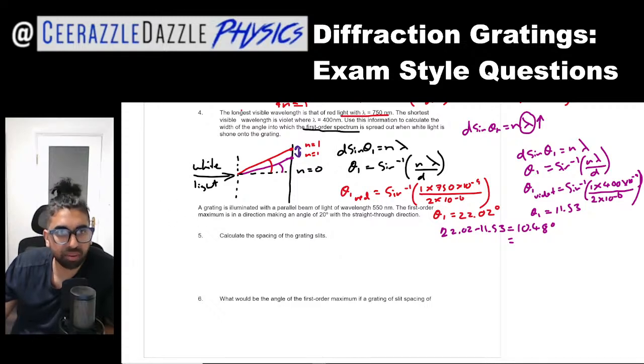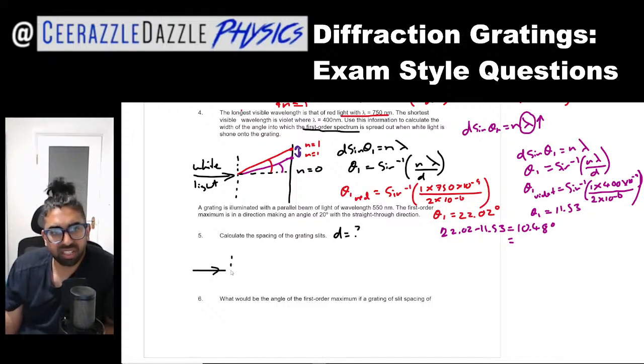We can read that. We don't need to rub anything off. A grating is illuminated with a parallel beam of light of wavelength 550 nanometers. The first order maximum is in the direction making an angle of 20 degrees with the straight through direction. Calculate the spacing of the grating slits. So we're trying to find what d is. Let's draw it again.